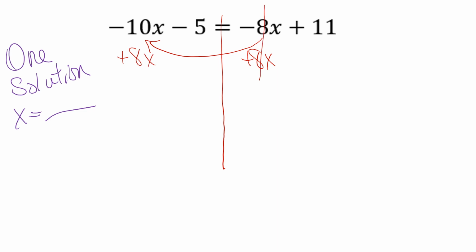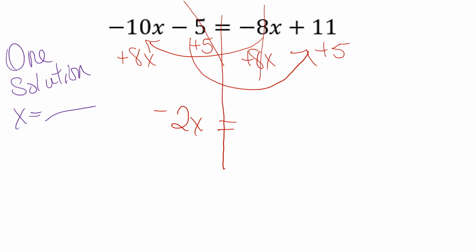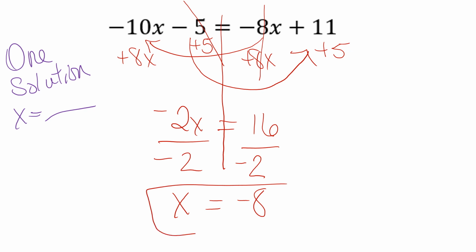That would cancel. And then the opposite of the negative 5, to get it to the other side of the equal sign, I would add 5 to both sides. So plus 5 here, plus 5. These would cancel. Negative 10 plus 8 would be a negative 2x. Keep my equal sign. A positive 11 plus 5 would be 16. And then divide both sides by negative 2. And x would equal negative 8.